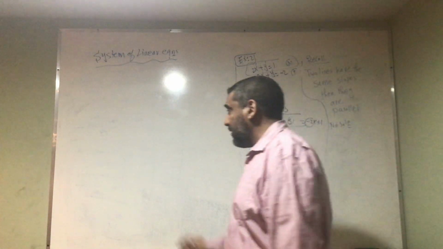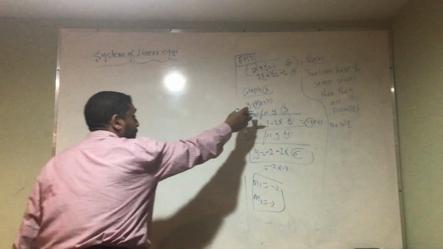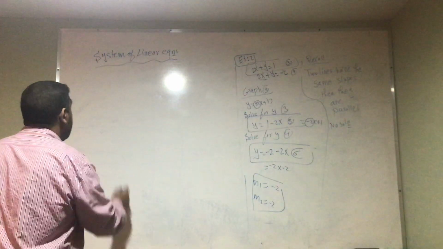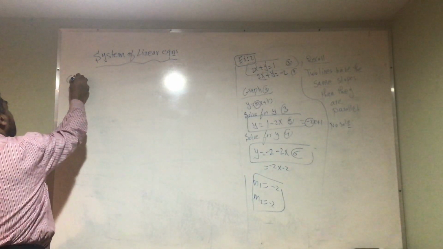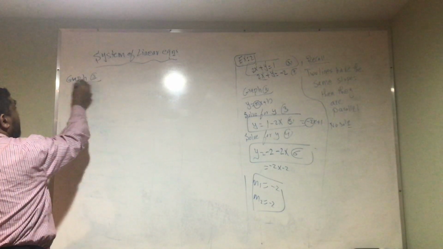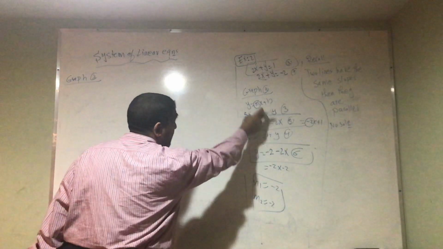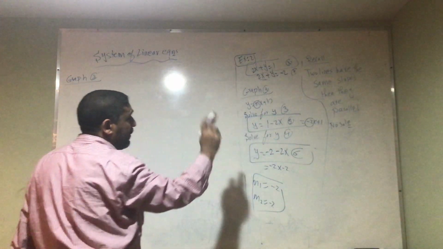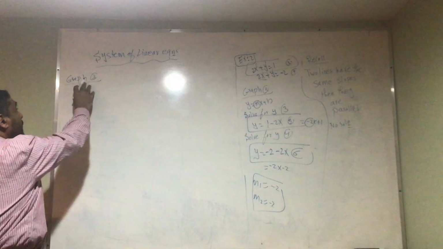Another way here is just by normal graph, if you haven't noticed this. So that's one way. Another way is to graph, just by graph as I did before. So graph number 3, for example. How to graph number 3? You can graph number 3 or number 5 because they are the same, or graph 4 or number 6, they are the same.